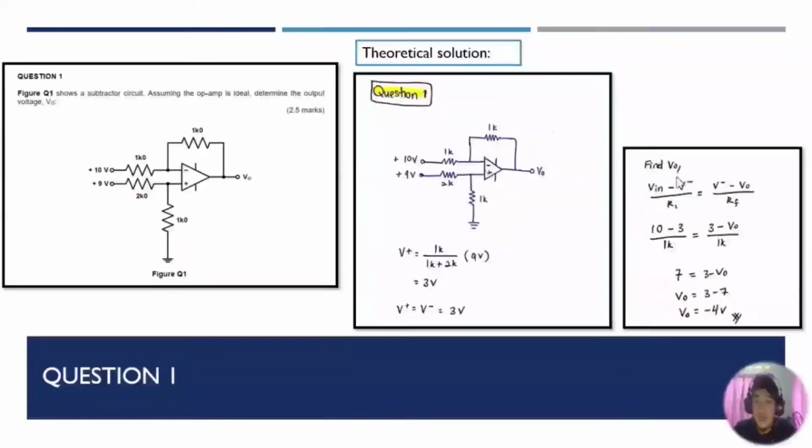Okay, as we know, V positive equals V negative equals 3 volt. To find the V out, we use the formula current in equals current out. So current in, V in minus V negative over the value of the resistor here, equals V negative minus V out over RF, which is 1k. So 10 minus 3 over 1k equals 3 minus V out over 1k, so 7 equals 3 minus V out, and then we get the answer for V out is negative 4. So the value of the theoretical solution and the simulation is the same.